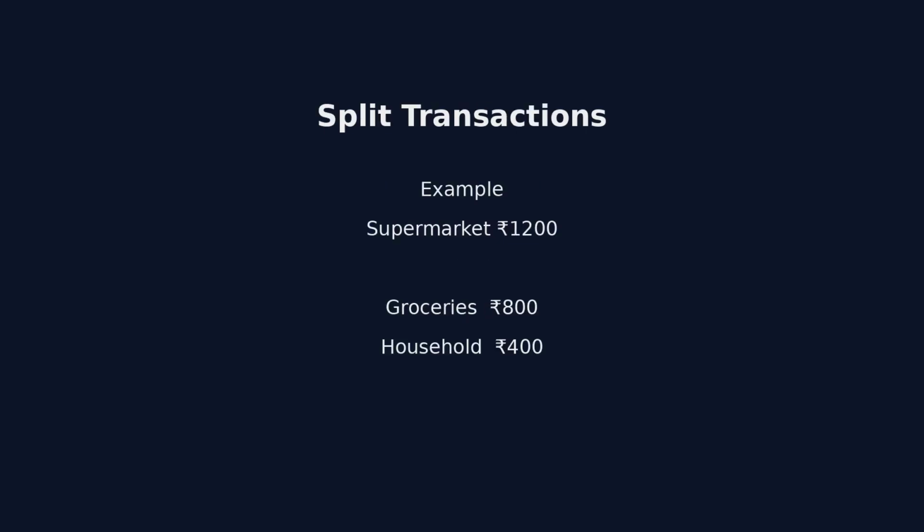Another important feature will be split transactions. Suppose you spend 200 rupees in a supermarket. It might include groceries, household items, and so on. Our system will allow us to break one transaction into multiple categorized items. We will also support refunds where a transaction can be linked to an earlier purchase.